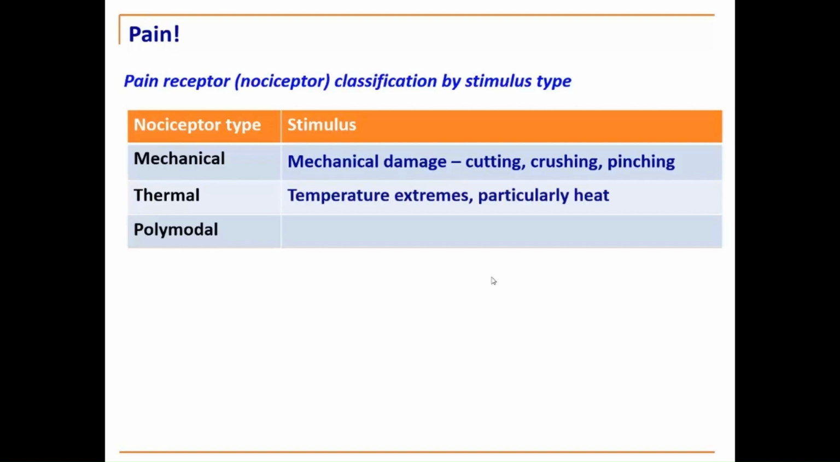Your thermal is down to temperature extremes, particularly heat. And polymodal is where you may respond equally to all damaging stimuli. So polymodal nociceptors are often activated by chemicals from damaged tissues, for example. They're basically adapted chemoreceptors in a lot of ways.